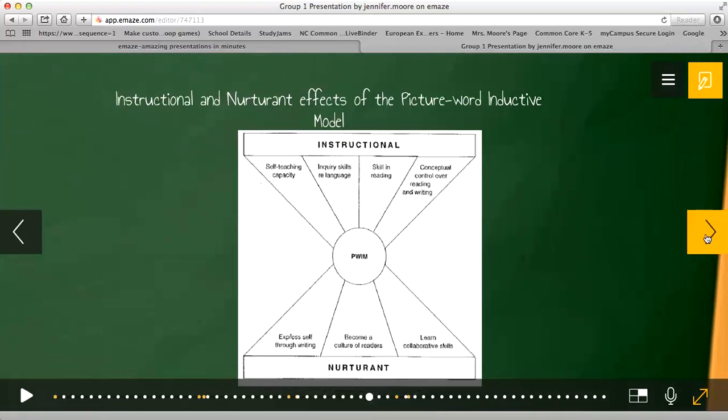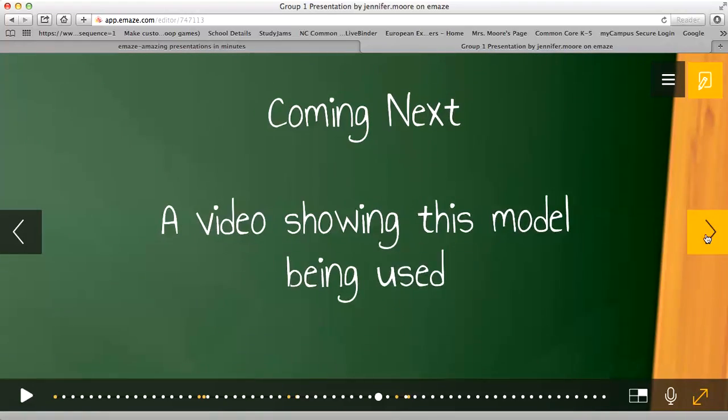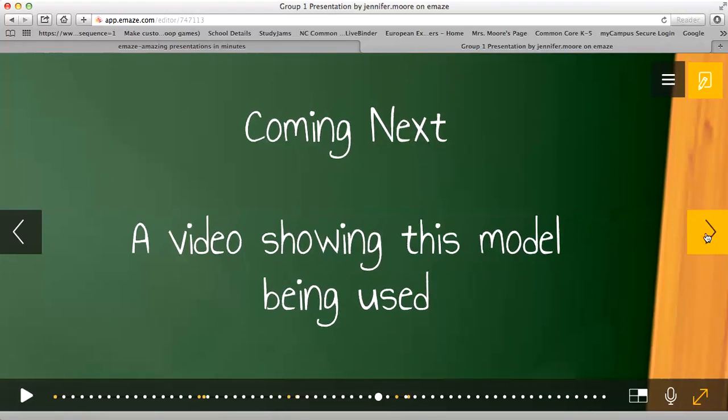Here's a chart showing the previous information. Coming up next, a video showing this model being used.